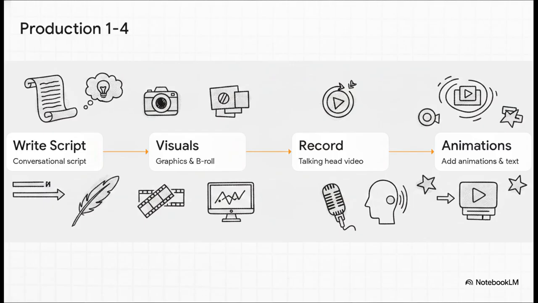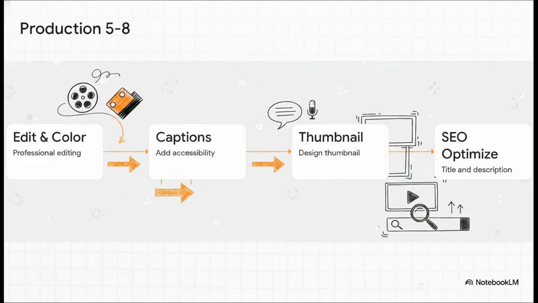And Step 4, that's intricately layering in animations and text overlays to keep the visual pacing just as dynamic as the audio. Then we move right into the final polish with steps 5 through 8. Step 5 involves professional editing and color grading. Step 6 is absolutely crucial, adding captions for accessibility, which is a true must-have for any technical content today. Step 7 is designing an eye-catching thumbnail. And finally, Step 8 is meticulously optimizing the title and description for search engines. It's a huge transition from simply cutting raw footage to making the final product highly discoverable.